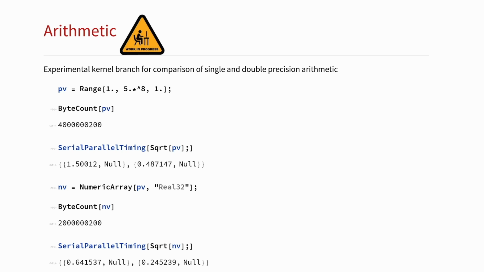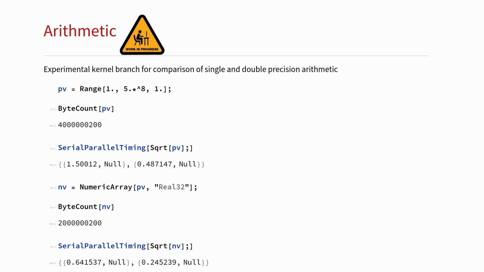But just to show you that it works here, what I've done is I've made a vector of floating point numbers. This is double precision. It's a packed array here. And I've evaluated the square root function both in serial and in parallel. Then I've now made an array of floating point numbers.